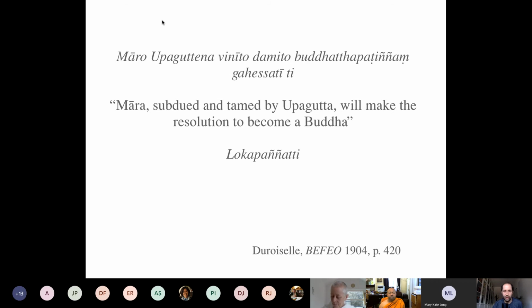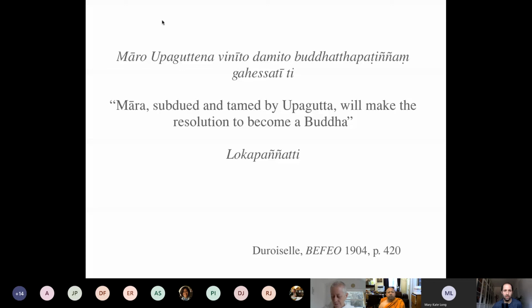So going back to the Loka-Paññatti, which is the only Pali text where we find this example, what I could find is this sentence: Maro upaguttena vinito damito buddhatta patinyam gahesati iti. So the iti at the end is important. This is a quotation, and it's quoting a prophecy of the Buddha. So this is the Buddha speaking here, and the Sangha, I don't know if it's Upagupta himself, I think it's some members of the Sangha, they remember that the Buddha already prophesied that Upagupta would defeat and tame Mara.